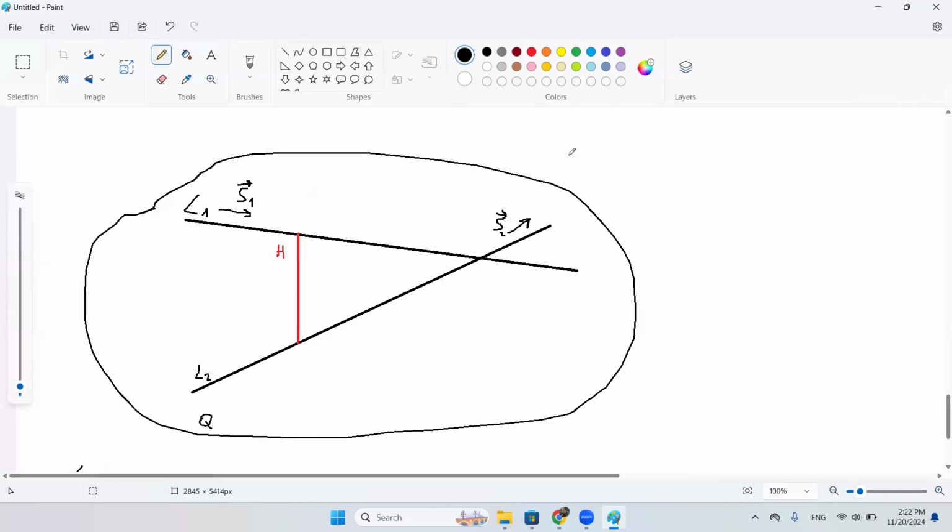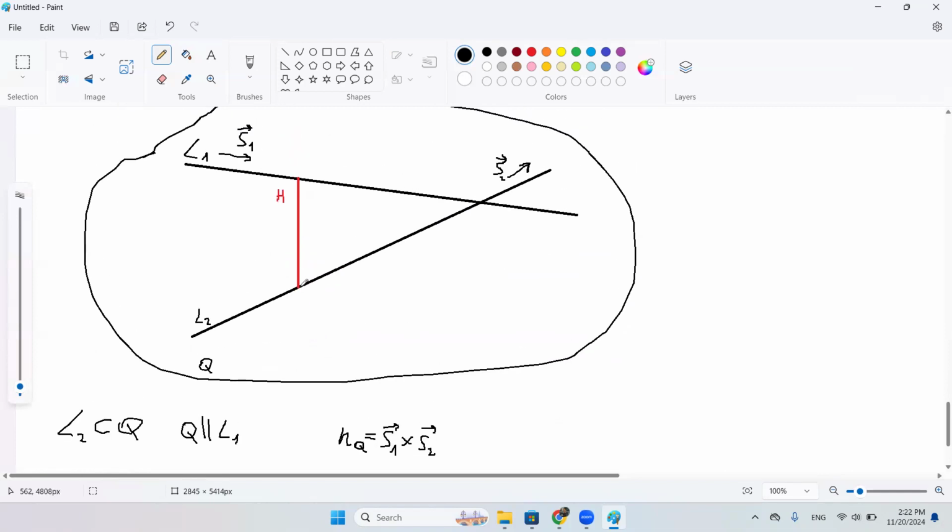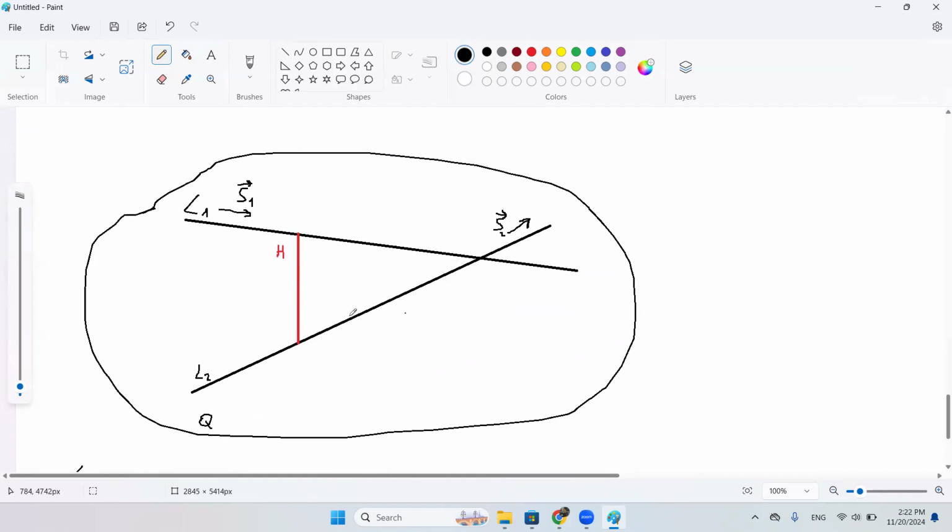Yes, Sophia? Normal vector will be a cross product of these directed vectors. Correct. Yeah, so we found the plane Q. Okay, so we have everything for the plane Q: we have the normal vector and the point that belongs to Q. This point can be found from the equation of the straight line L2.